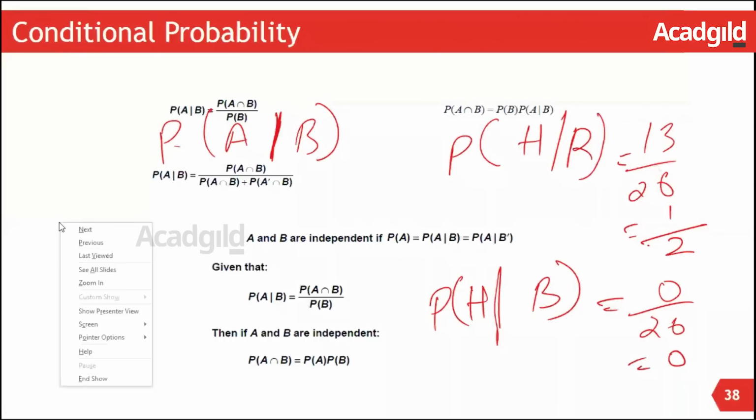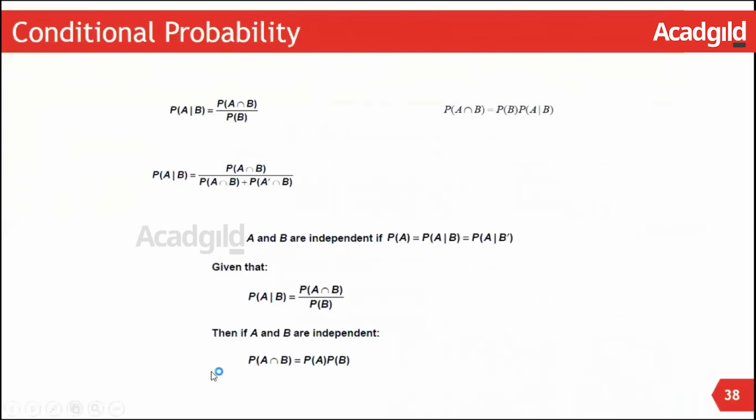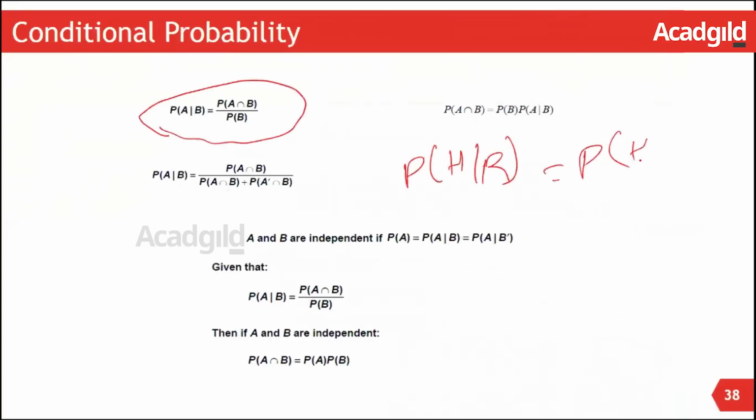And what is the formula for that? So there's a formula which we will go through and try to understand how it works. This is the formula. Probability of A given B is probability of A intersection B divided by probability of B. Let's do it again by the card example. Probability of a heart given that it's a red card is equal to probability of heart intersection red divided by probability of red.